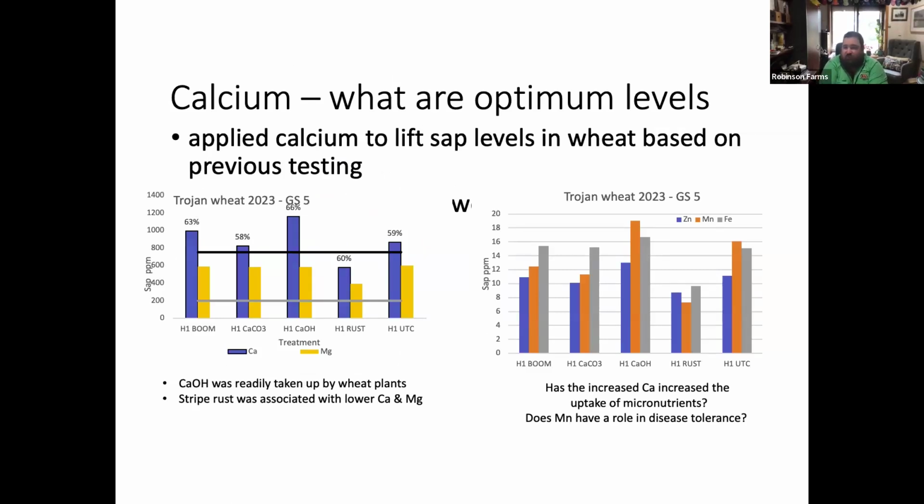We also did some calcium trials as well, just trying to work out what foliar calcium is going to work for us. So this is one of the beauties of sap testing, is you can try 4 or 5 different products, go out and do a sap test and see what works.